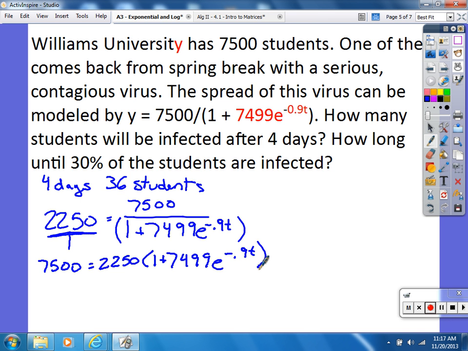Cross multiply. I didn't actually multiply a number at all yet, did I? I'm not picking up a calculator yet. I'm going to move the 2250 over now, so I'll divide by 2250.